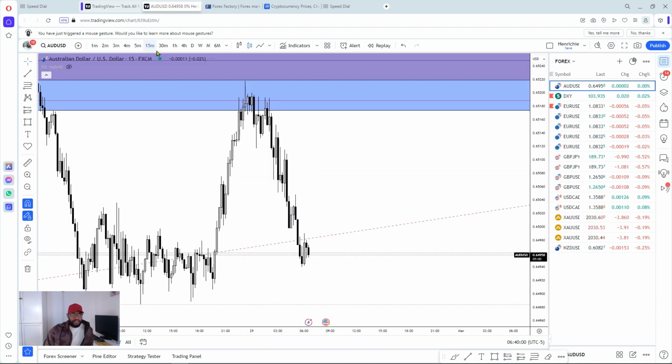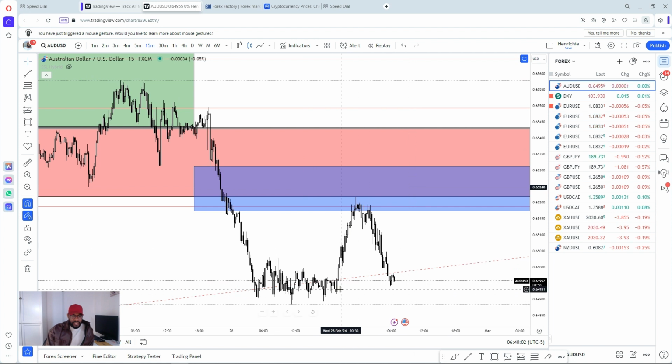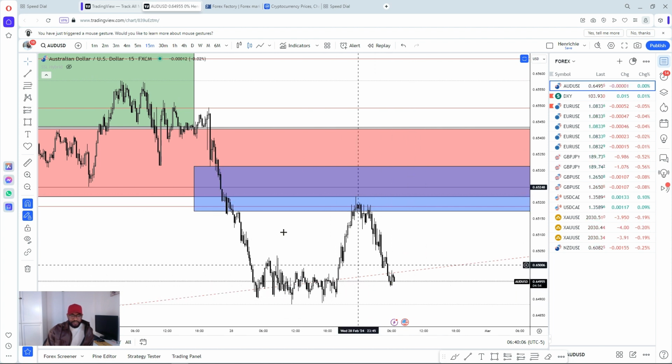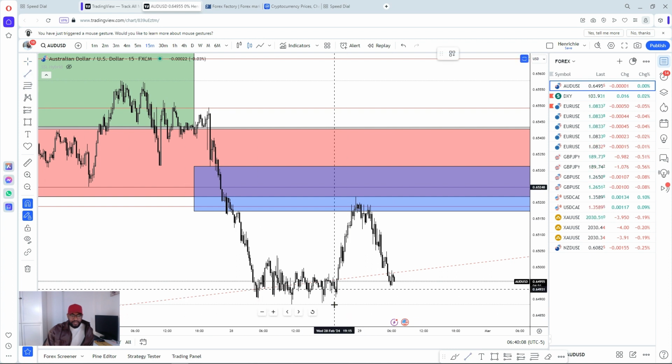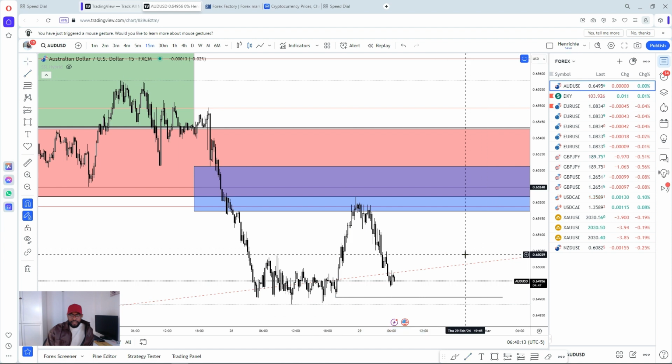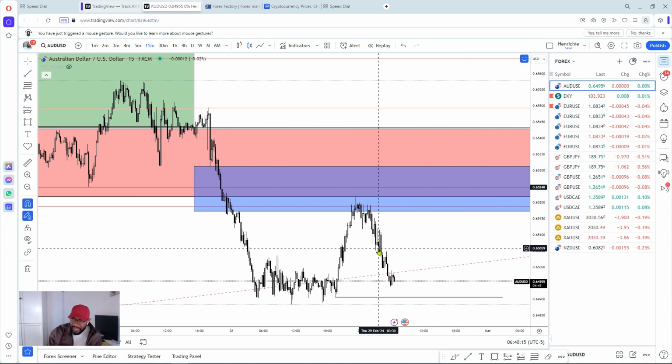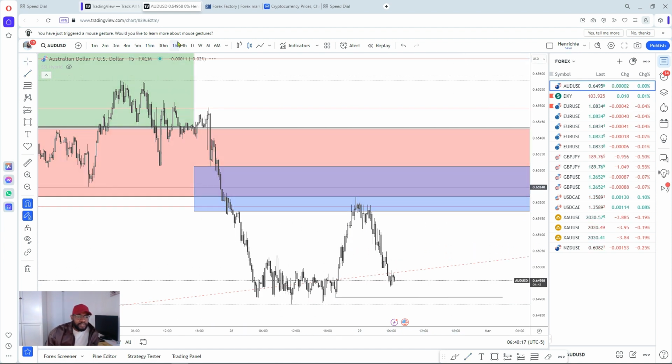So we would like to see a 15 minute break. This is the low, this is the high. So if we do see a 15 minute break from here, then all roads lead to the downside for AUD US dollar. So that is my analysis on AUD US dollar.